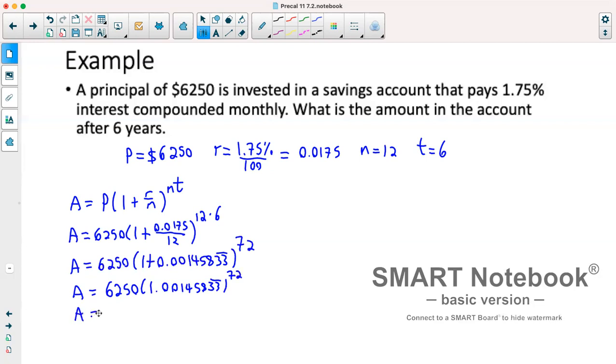So that gives us our amount is equal to 6,250 times 1.110626. And that gives us an amount of $6,941.41.